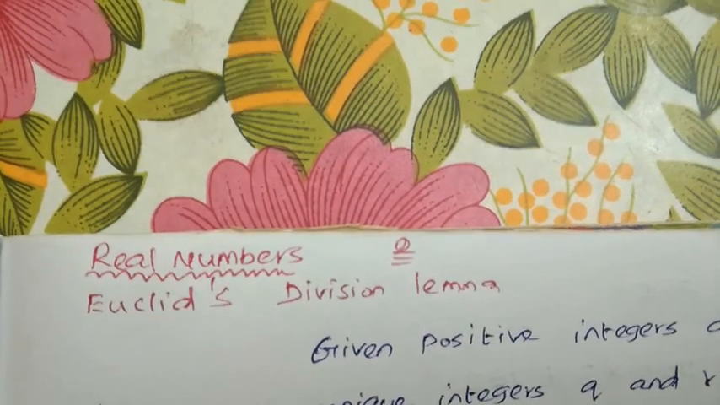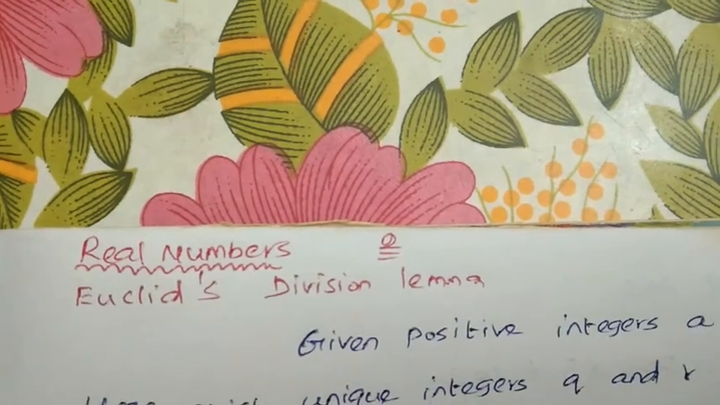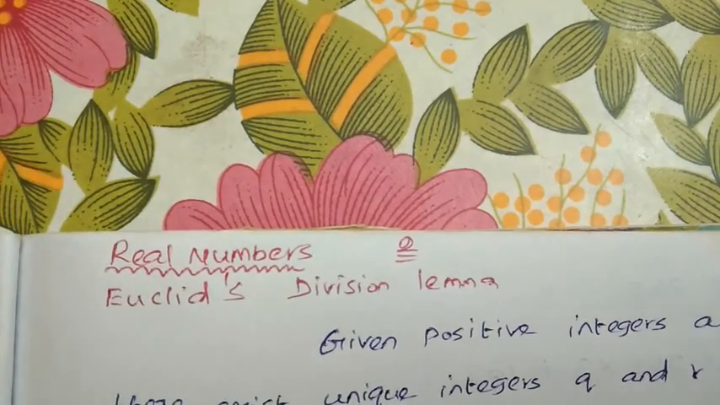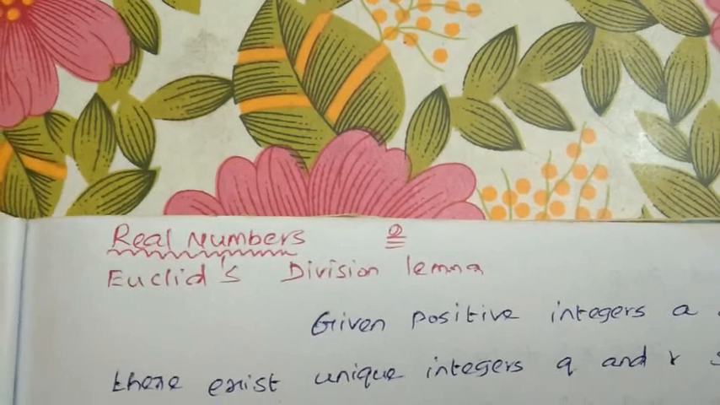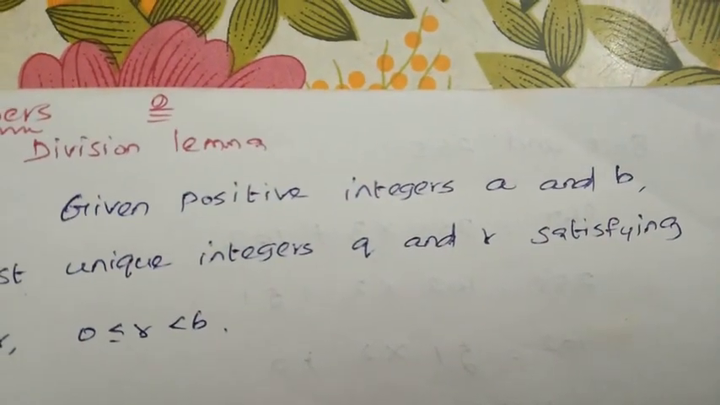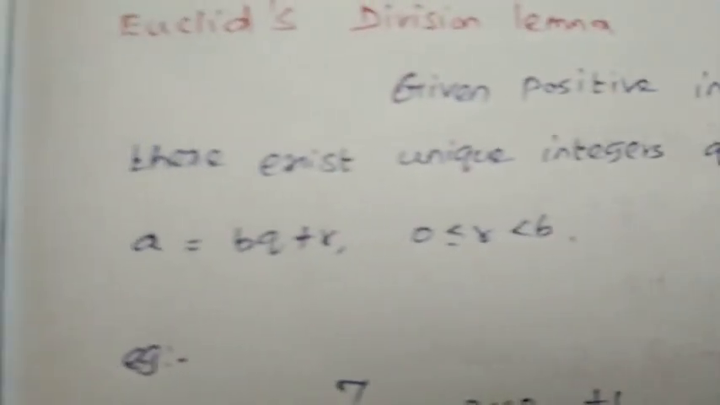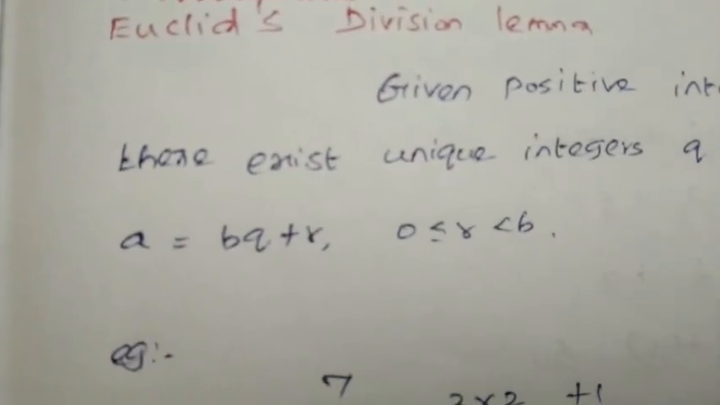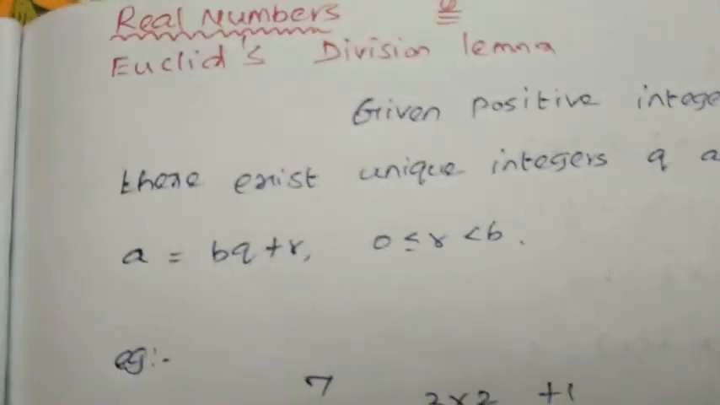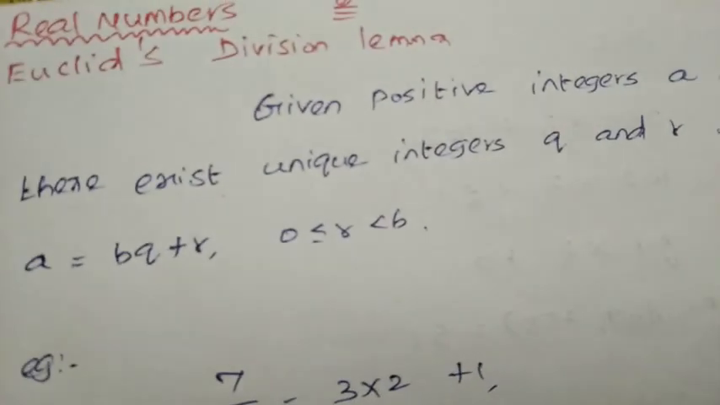Today we are going to discuss Euclid's division lemma and related problems. So first chapter, real numbers. Euclid's division lemma is: given positive integers a and b, there exist unique integers q and r satisfying a = bq + r, where 0 ≤ r < b. Don't get confused with this one. This statement is given like that.